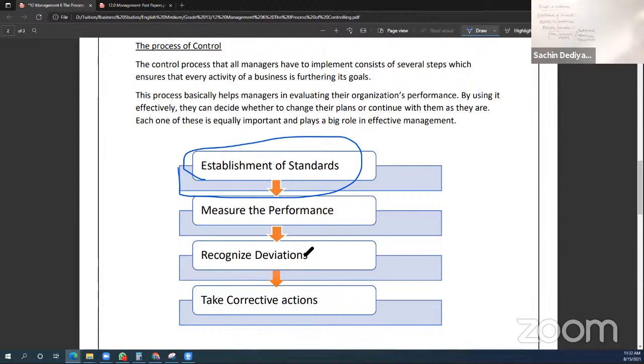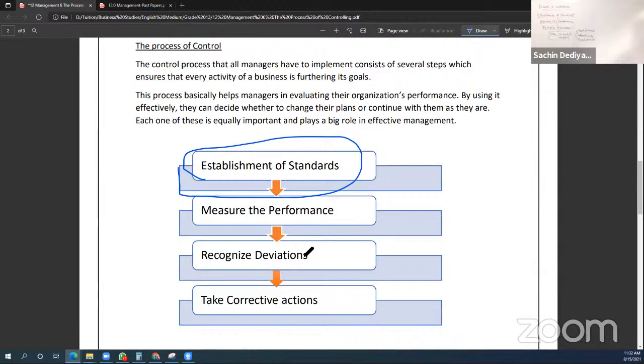So 1% defective products, or maybe a couple of complaints, would be fine, right? So the number of complaints. Likewise, make sure that before you measure the performance, you establish the standards. Once you have the standards, it's easy to measure the performance.